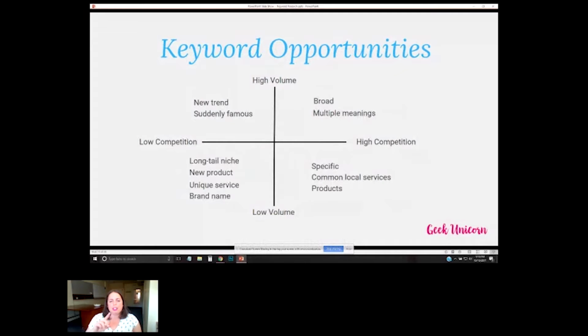So high volume, high competition is typically broad and has multiple meanings, like pizza. It could be pizza restaurant, it could be pizza recipe, it could be gluten-free pizza, it could be pizza the game.